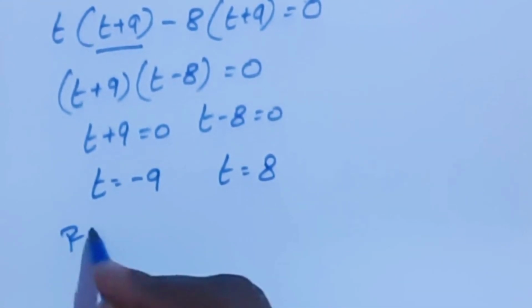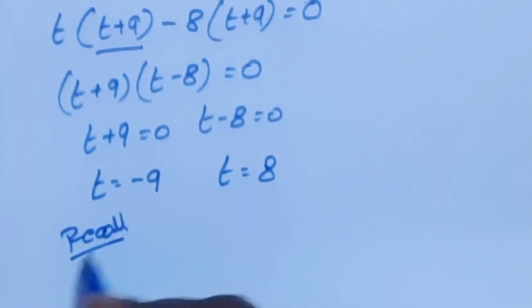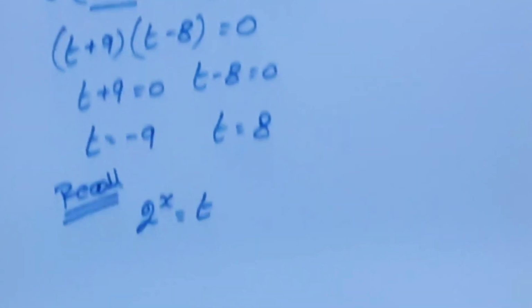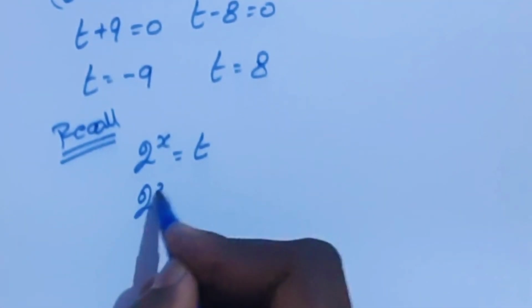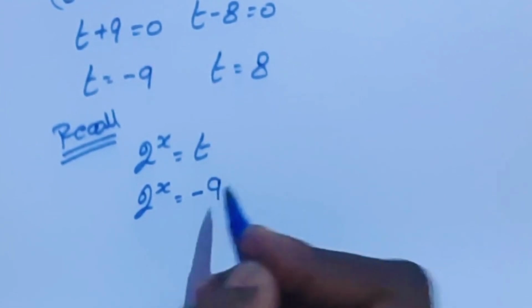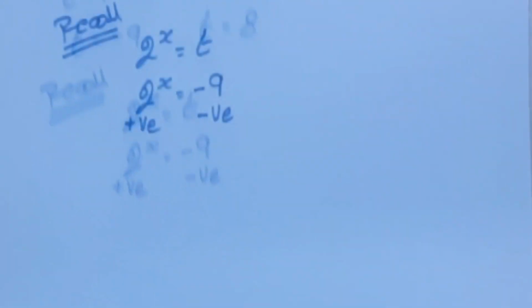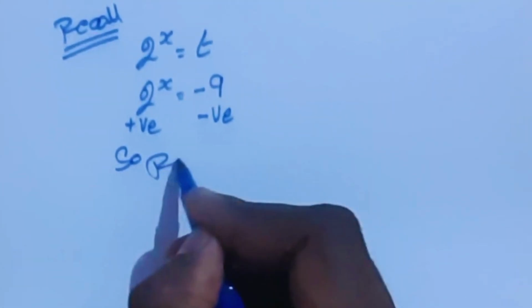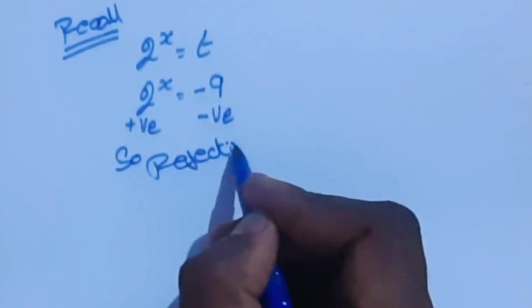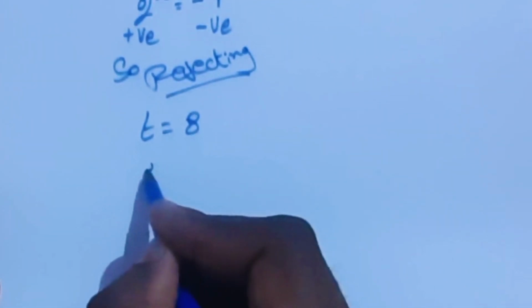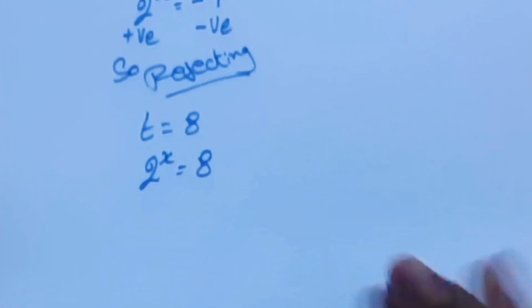Now recall 2^x = t. Applying this t here, 2^x = -9. Here this is positive, here this is negative. So rejecting this, we are going to take t = 8. So applying, 2^x = 8.